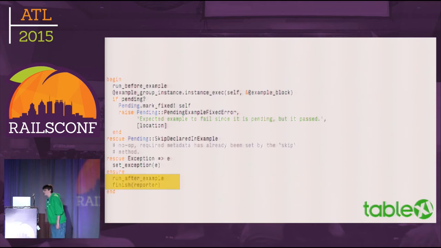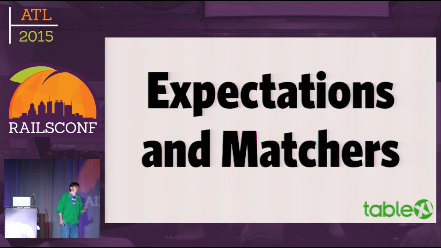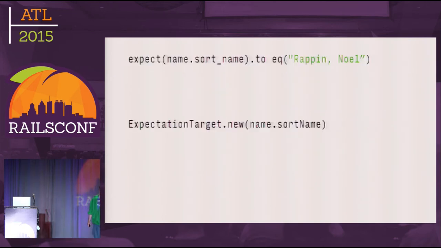That's the skeleton of what this is doing for its four blocks, but inside that it actually has to do something to determine whether the spec has passed or failed, which RSpec does with expectations and with matchers. So that line of code in this test is, we're expecting something to equal something else. And that expect method takes in an argument, which can be an arbitrary Ruby object, and it returns an RSpec object called an expectation target.